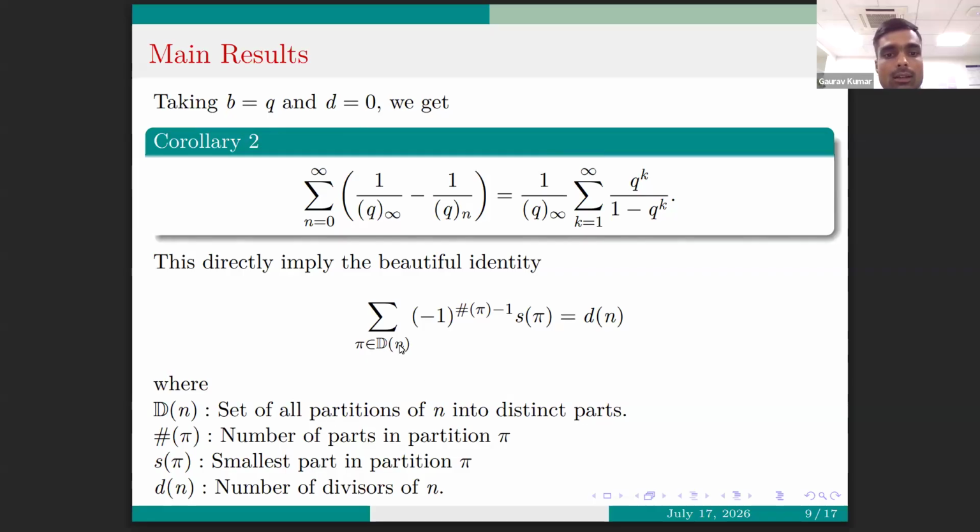So if you can see, we are taking all the distinct partitions of n as pi. And if we take this particular weight associated with every partition pi, where s pi is the smallest part of the partition, hash pi is the number of parts in the partition, and we take this particular thing as weight and sum up, then we get the generating function of the number of divisors of n.